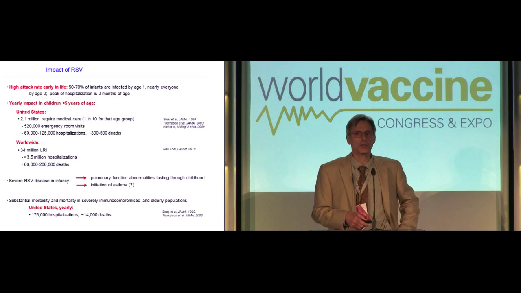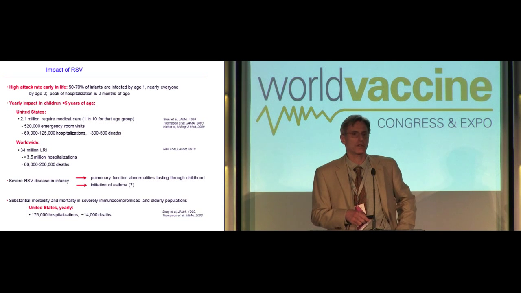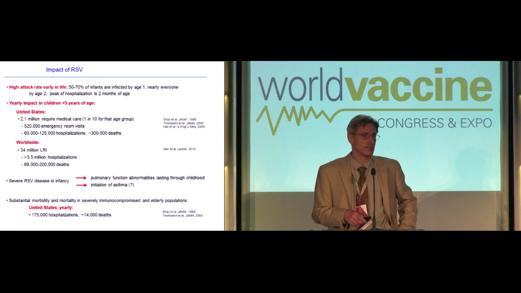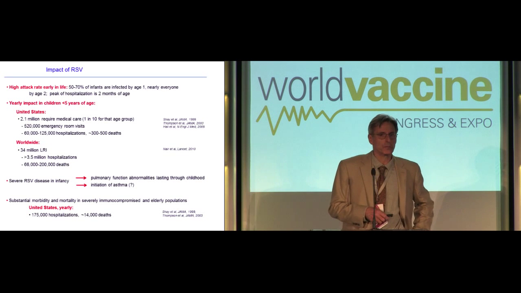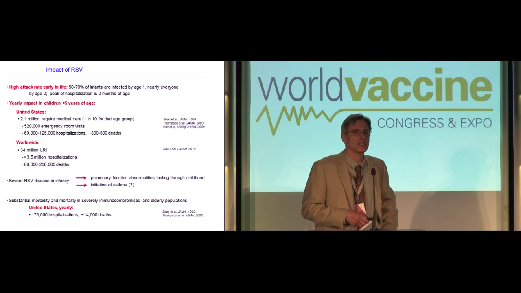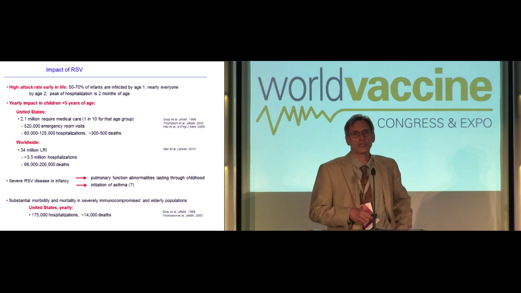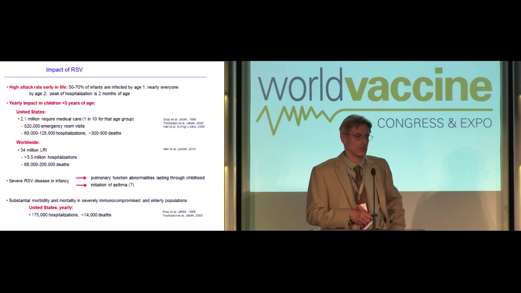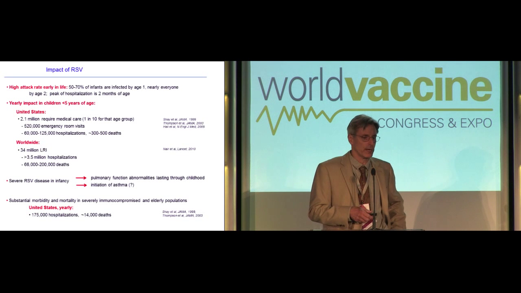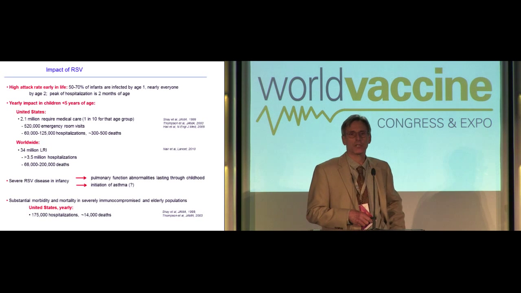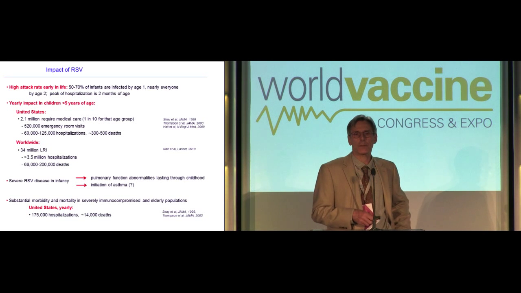In addition to the acute infection, severe RSV disease early in infancy can be followed by pulmonary function abnormalities that last into adolescence, and RSV has also been controversially linked to the initiation of asthma. In addition, RSV has substantial impact in the adult population, in severely immunosuppressed and elderly populations in particular, and its fatality rate and impact in those populations approaches that of influenza.